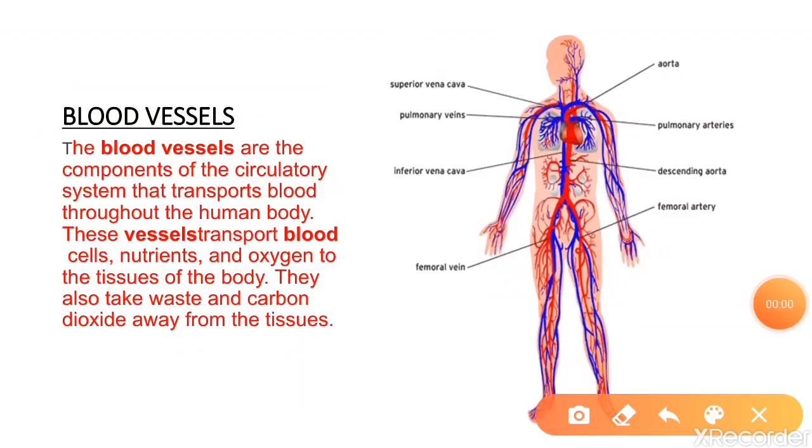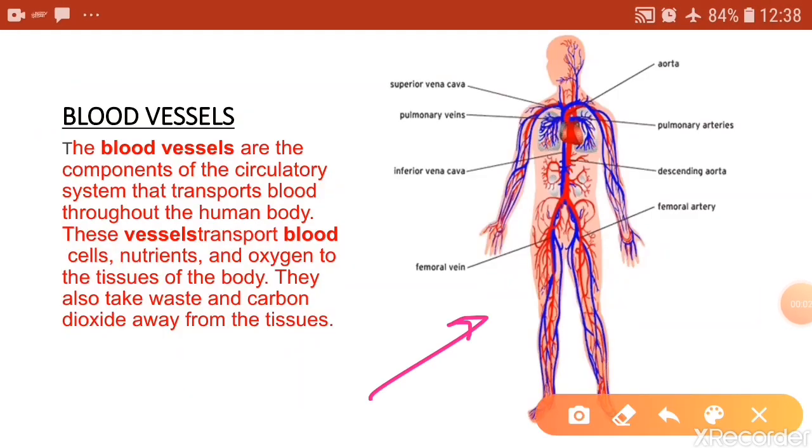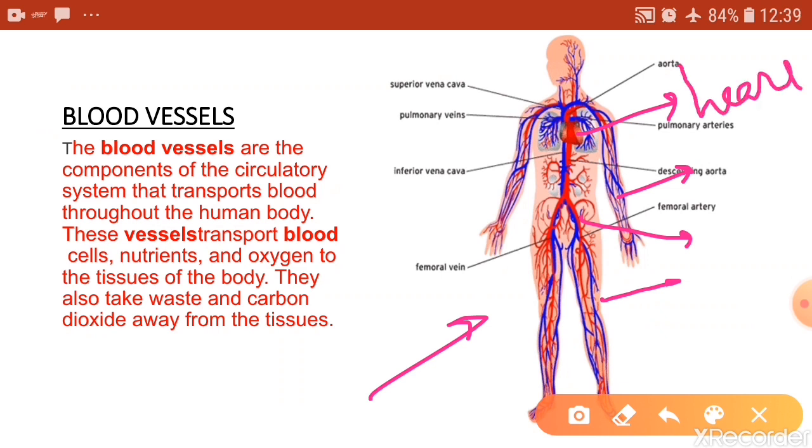The circulatory system comprises the heart and the blood vessels. You can see here in this figure there are red and blue lines. These represent the blood vessels and the blood. In my previous video I had discussed the structure and working of the heart, and a briefing about blood was given to you. In this video we will be learning about the various types of blood vessels.